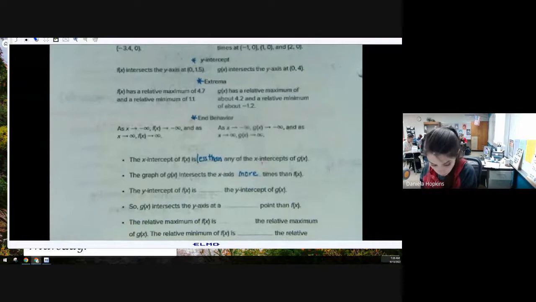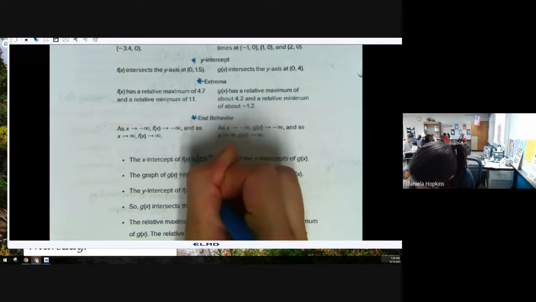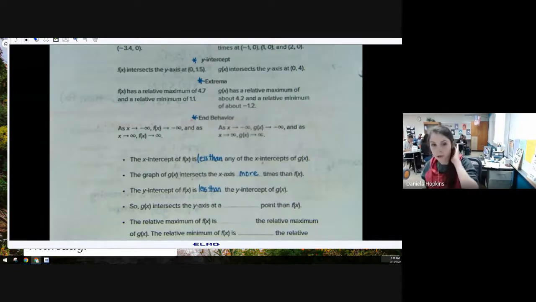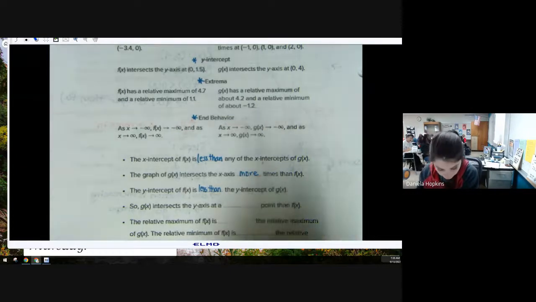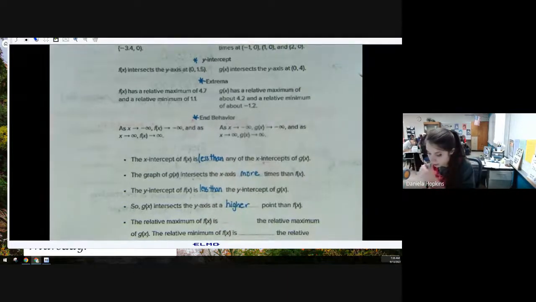So we'll say the y-intercept of f of x is less than the y-intercept of g of x. What that means is that g of x intersects the y-axis at a higher point than f of x.